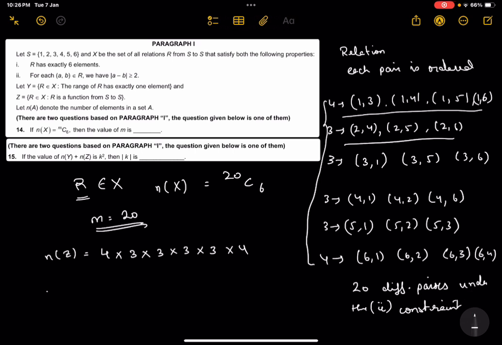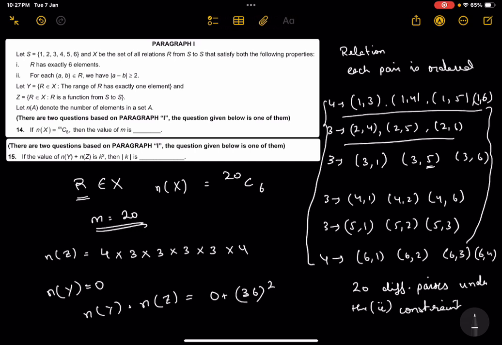So in fact ny is equal to 0. We cannot have 6 different elements. You cannot choose 6 different elements from these 20 such that the second element in the pair is common. So that gives us ny plus nz equals 0 plus 36. That gives us k squared equals 36, so mod k is equal to 6.